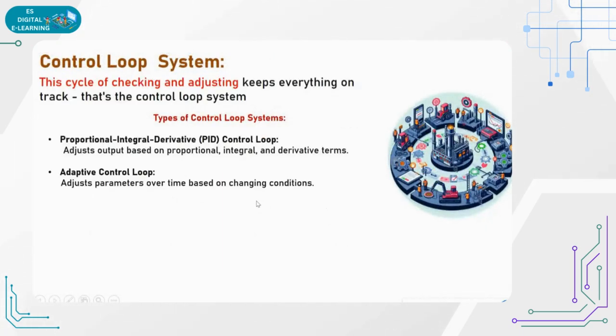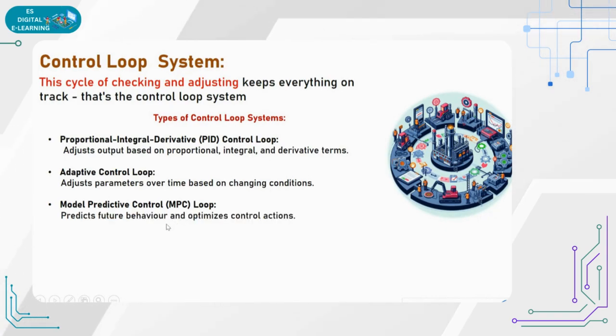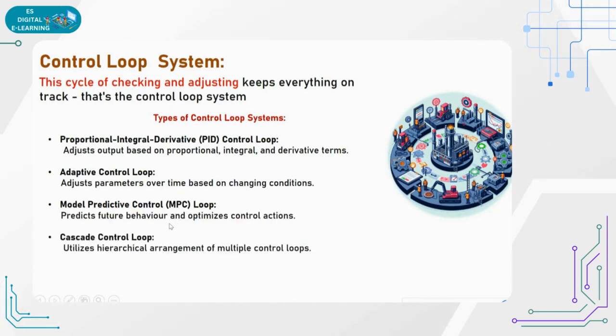So next is the adaptive control system. It adjusts the parameters over time, because this is a kind of feedback mechanism. It won't require any additional input. It will be automatically adjusted and it will evaluate. In high-end machinery or manufacturing units, they will go with this type of validation, like the PID control loop, the adaptive control loop, and the model predictive control loop, MPC. And next we have the cascade control loop and feed forward control loop.